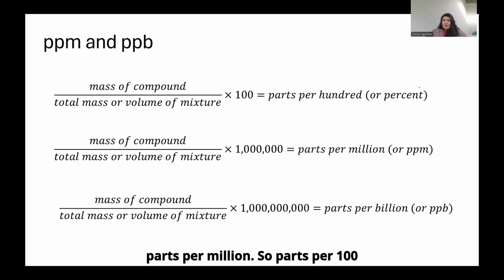So, calculations for parts per billion and parts per million. Parts per 100 is just a percent, which is the mass of a compound over the total mass or volume of a mixture times 100. If you multiply the mass of a compound over the total mass or volume of a mixture by 1 million, or 1 times 10 to the 6th, you get parts per million. If you multiply it by 1 billion, or 1 times 10 to the 9th, so there are 9 zeros here, 1, 2, 3, 4, 5, 6, 7, 8, 9, you get parts per billion. So that's how you get the ppm and ppb.